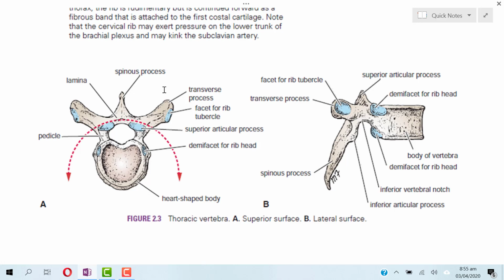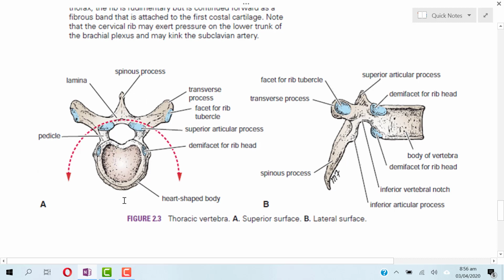Just like ribs, we have typical ribs and atypical ribs. Typical rib and typical vertebra means they have the same features or characteristics which are present in all. But atypical means they have distinguishing features which differentiate them from the normal or typical vertebra. So in the typical vertebra, I will tell you the features here. Can you see the typical vertebra here?